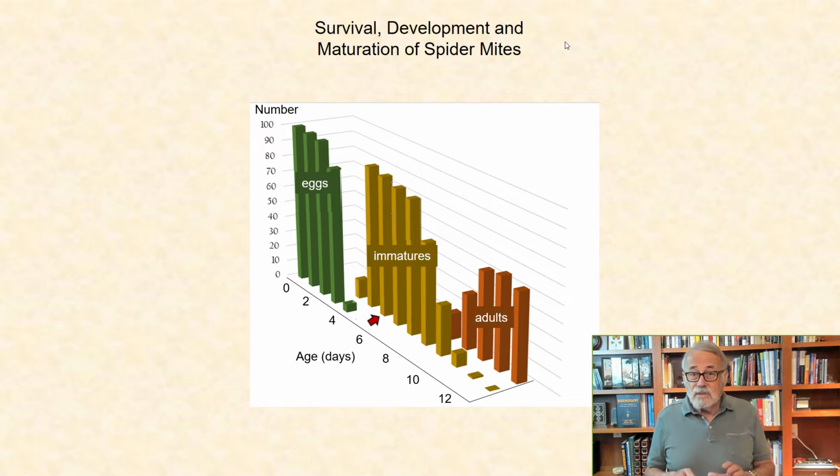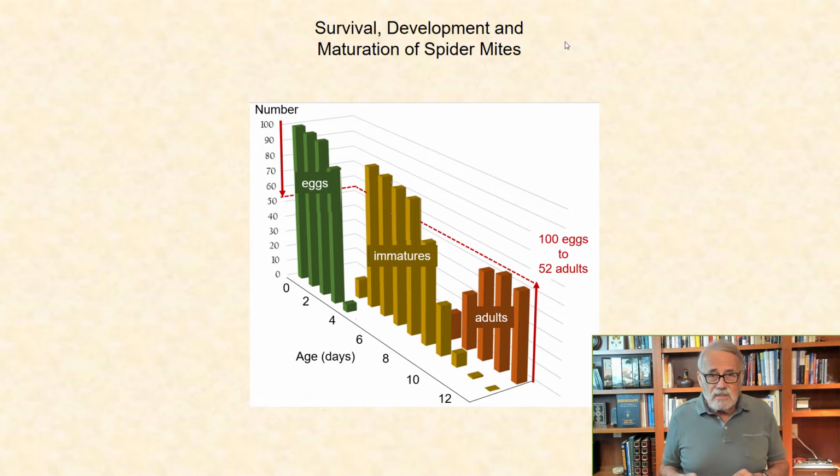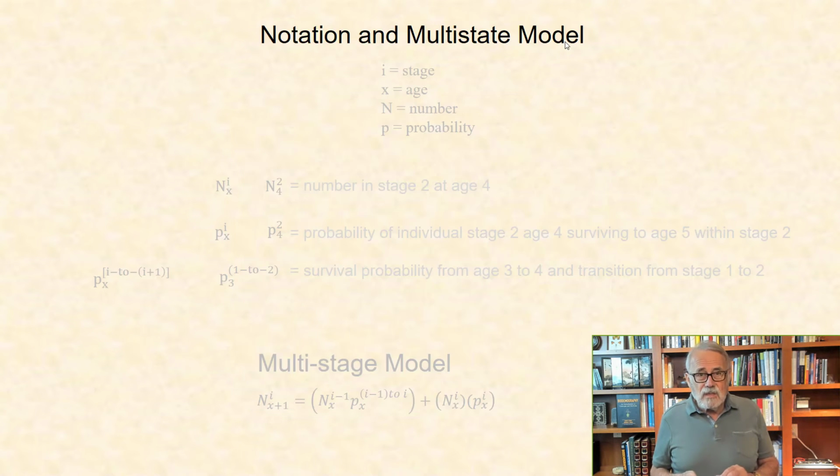Note that there are only 3 days in which a single stage, that is, the immature stage, was present. Note also that of the 100 eggs that initiated the cohort, a total of 52 survived to adulthood. The multi-state life table model can be formalized as follows, where i equals the stage, x equals age, N equals number, and P equals the probability.